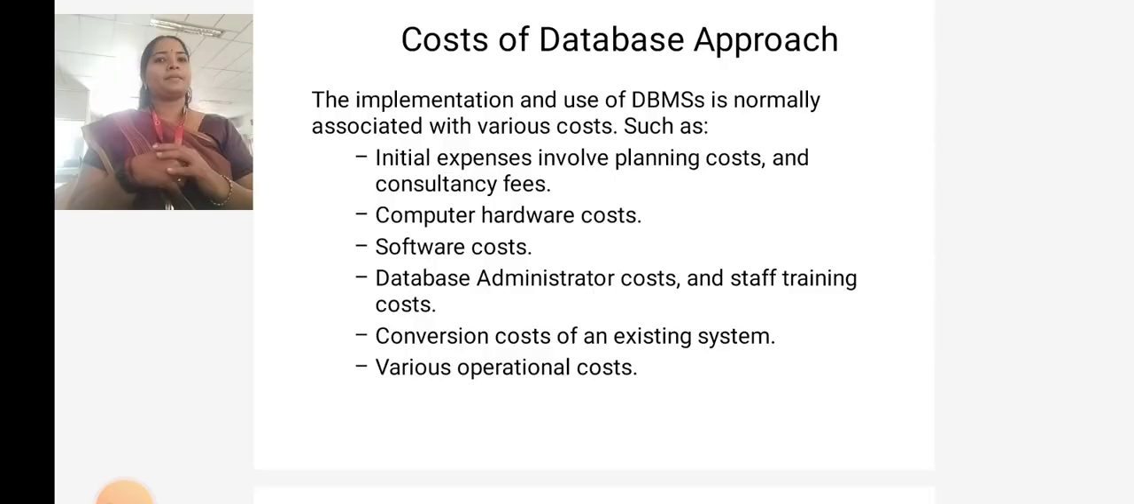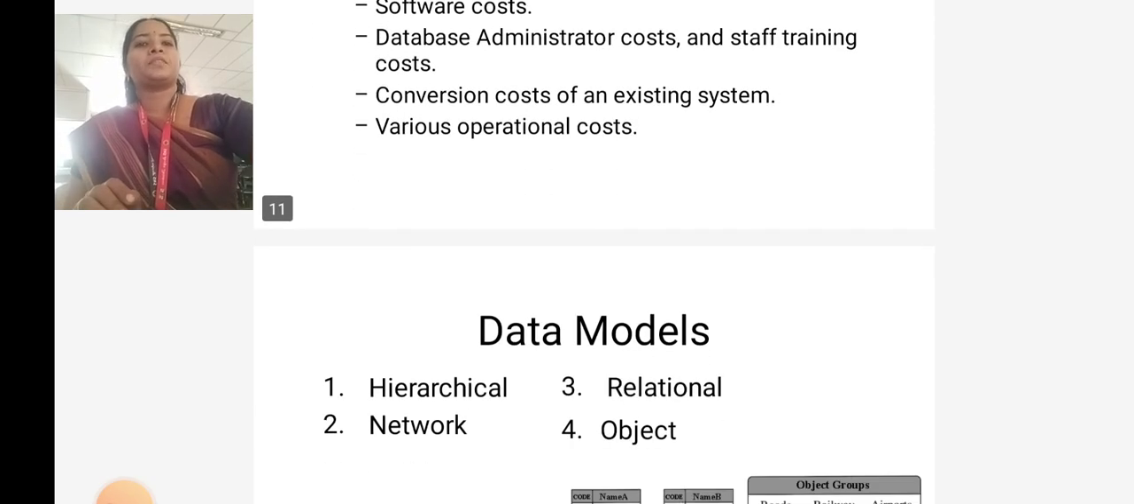Cost of the database approach. The implementation and use of database systems is normally associated with various costs. That includes initial expenses involving planning costs, consultancy fees, and the computer hardware costs to be planned in the requirement analysis itself. Software costs are also there. So database administrator costs and staff training costs will also be there. There are certain disadvantages also in this database management system. So conversion costs of an existing system and various operational costs will also be included here.